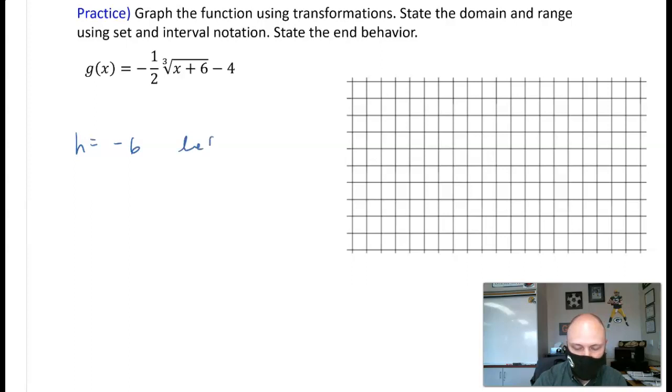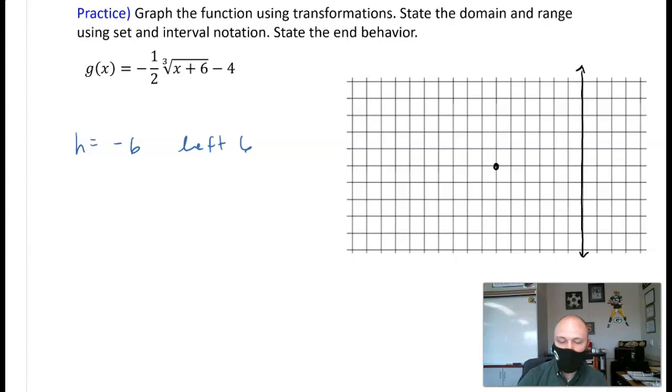We're going to the left 6. So if this is my center, normally I would center my graph here. But my graph's going to shift to the left 6. So I'm going to counteract that with my x and y axis. I'm going to go to the right 6: 1, 2, 3, 4, 5, 6. I'm going to place my y axis here.